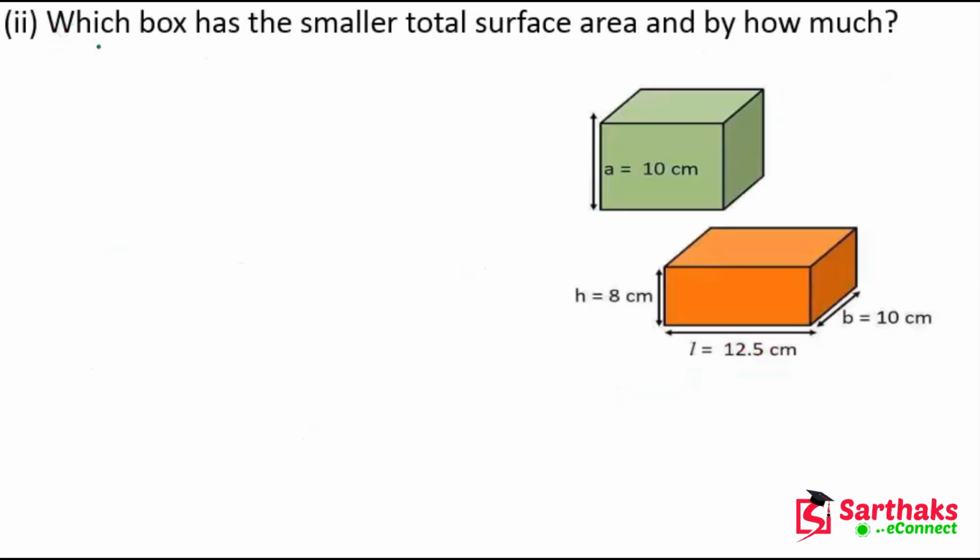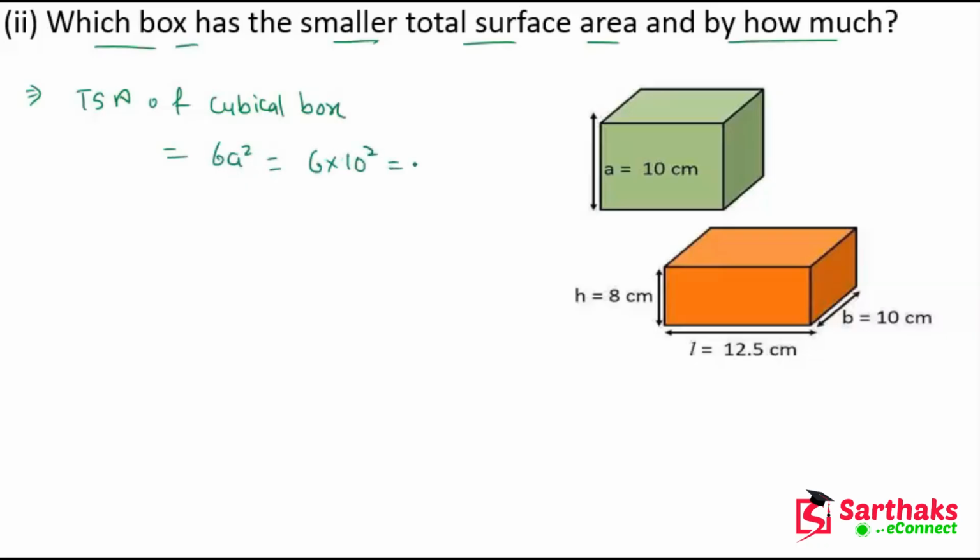The next part is, which box has the smaller total surface area and by how much? Now we have to find TSA. So now let's find that. TSA of the cubical box is equal to 6a square, and a is 10. So this will become 6 into 10 square, which is equal to 600 centimeter square.